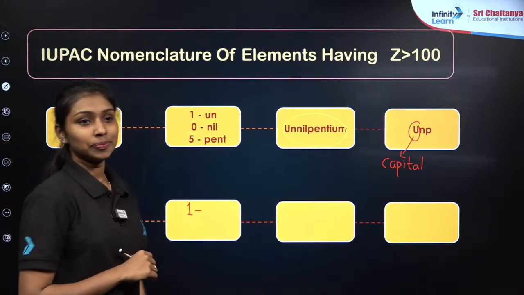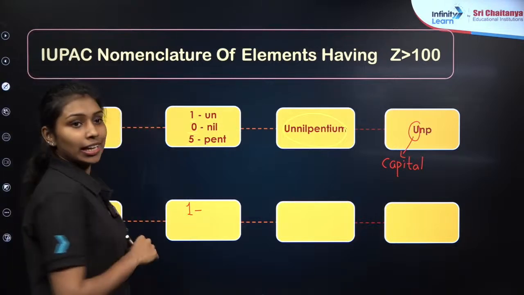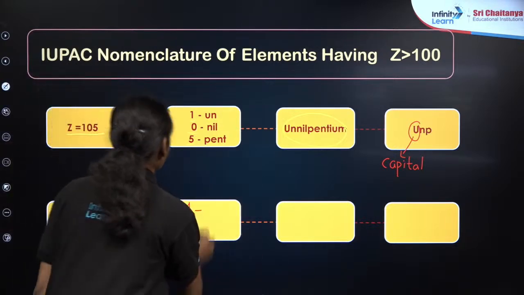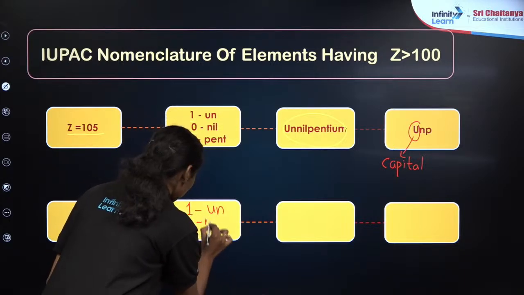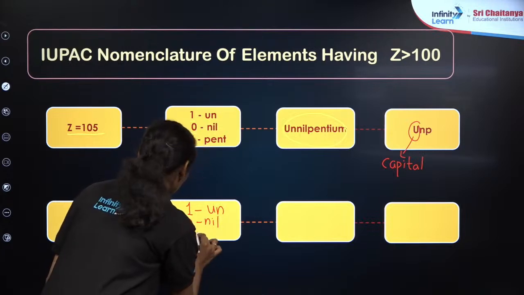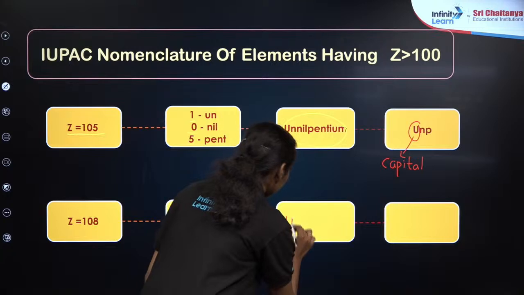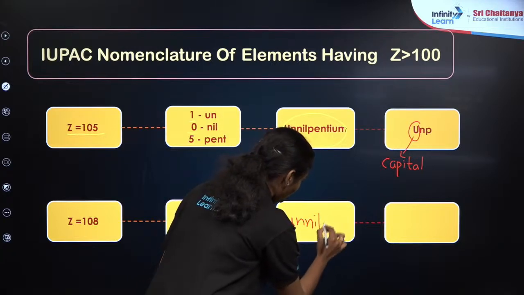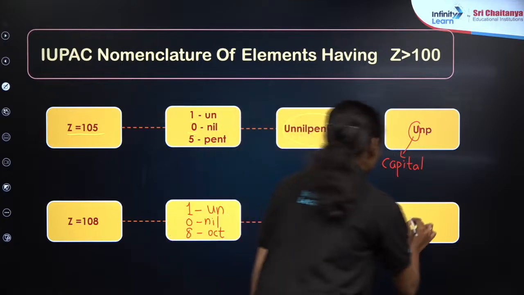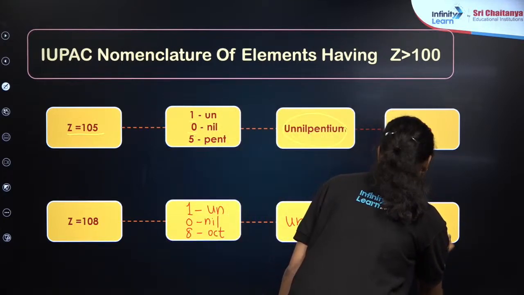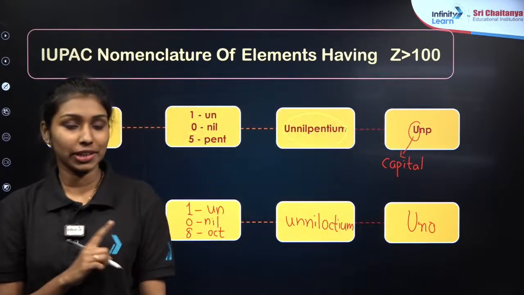Okay, what is the answer here? Yes, un. Let me try. 1 stands for un, 0 stands for nil, then 8 stands for oct, which means unniloctium. UNO will be the symbol, and this is the IUPAC name of the element.